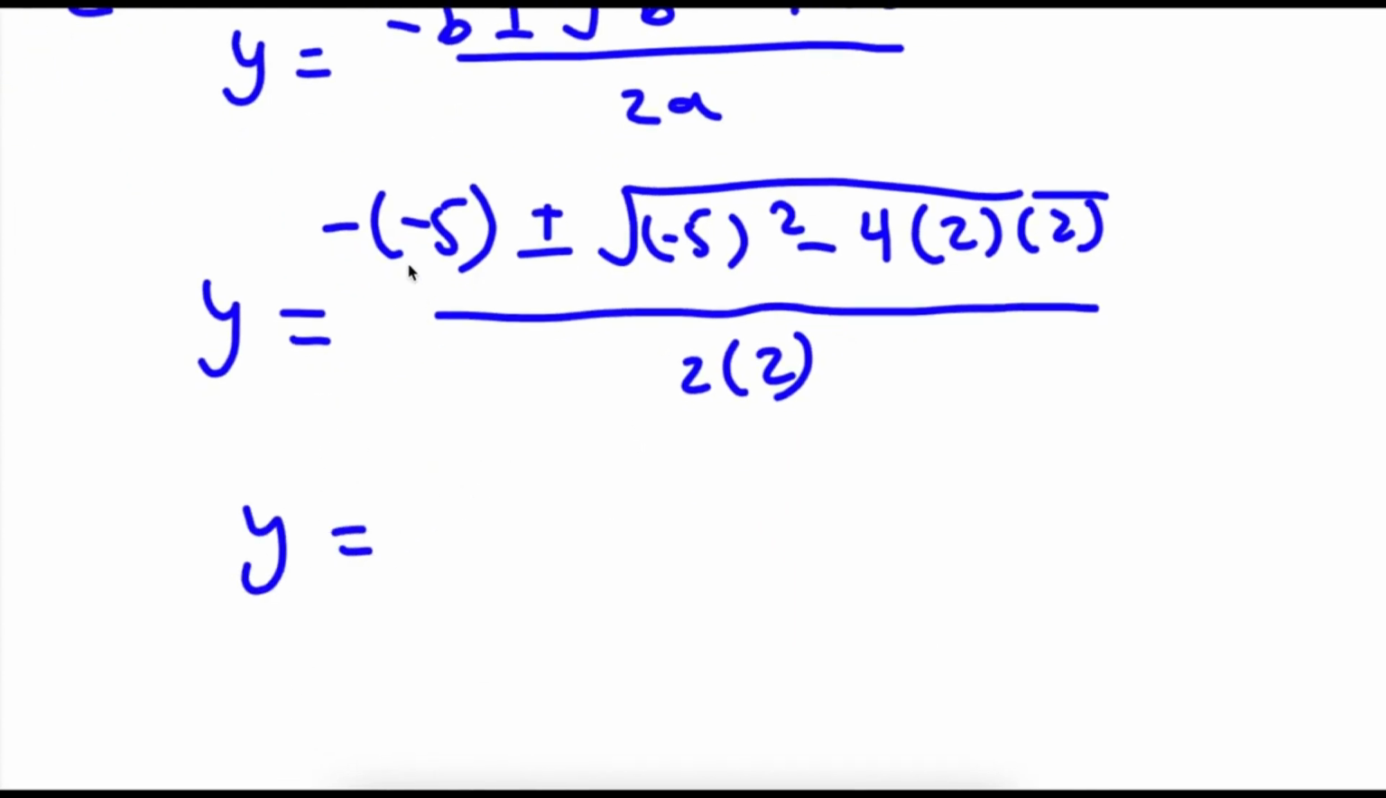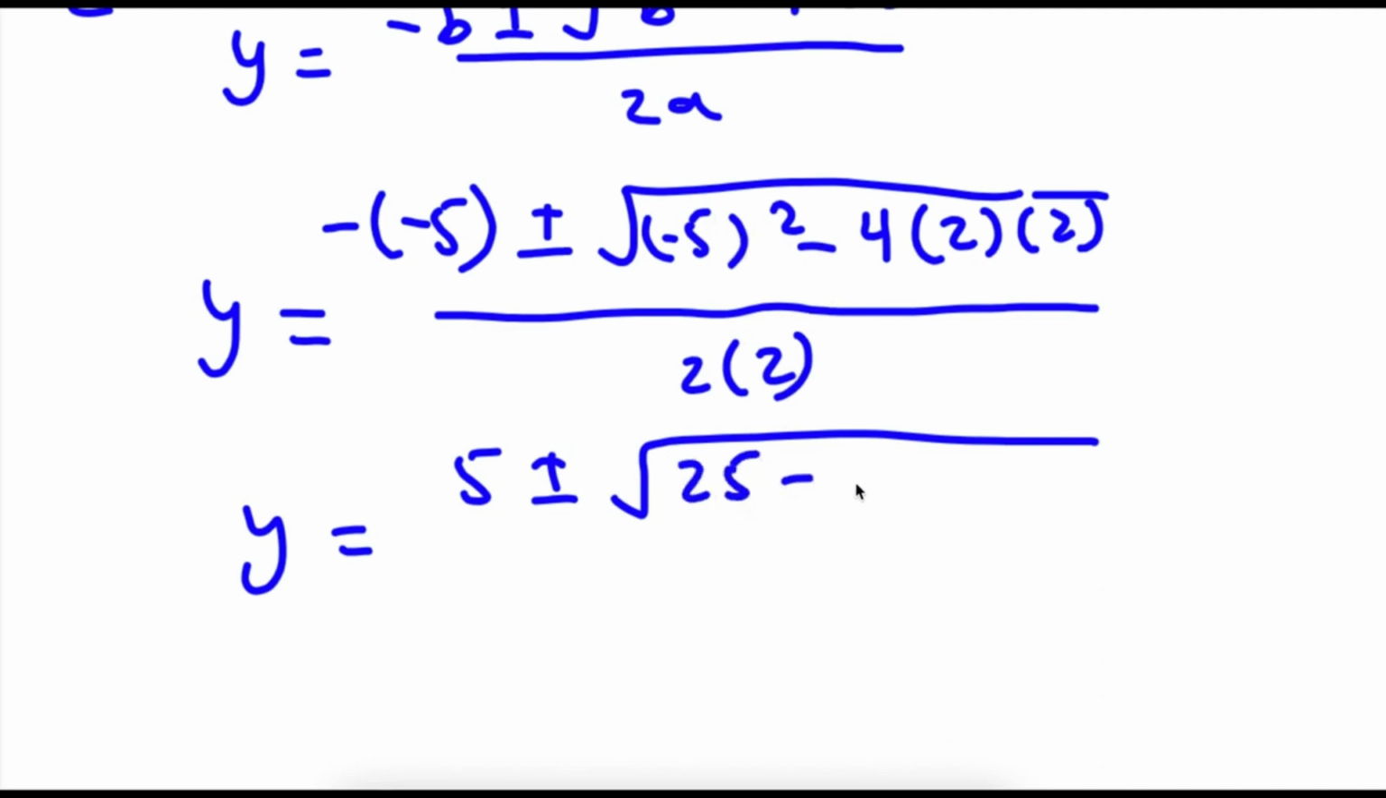Now, to simplify this, I have negative and negative 5, which is going to be a positive because a negative and a negative is always a positive. So I have positive 5 plus or minus the square root of negative 5 squared, which is, again, a negative times a negative is a positive. So negative 5 times negative 5 is positive 25, minus 4 times 2 is 8, 8 times 2 is 16. Now I'm dividing this by 2 times 2, which is 4.